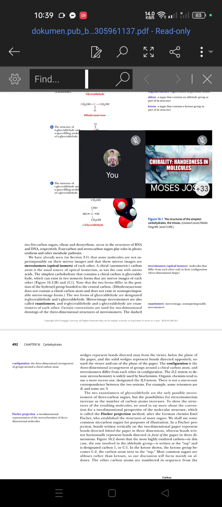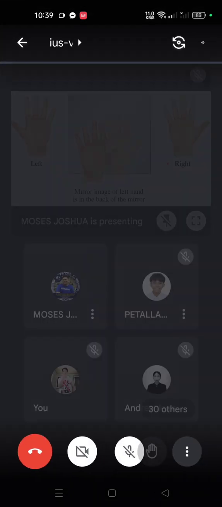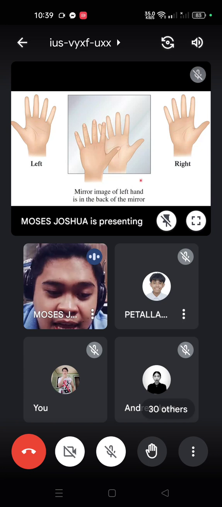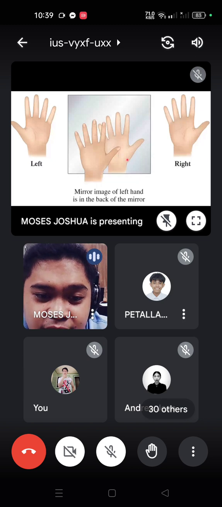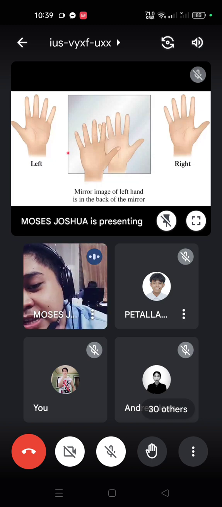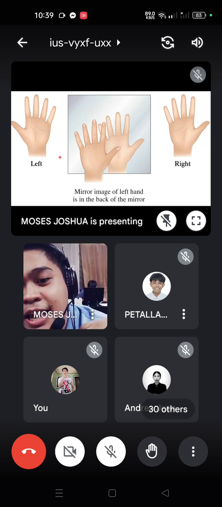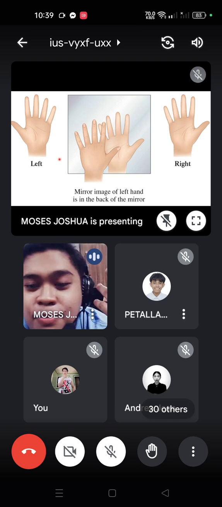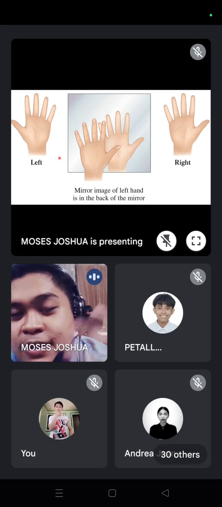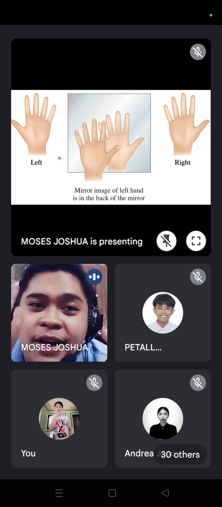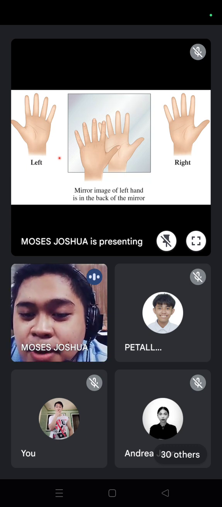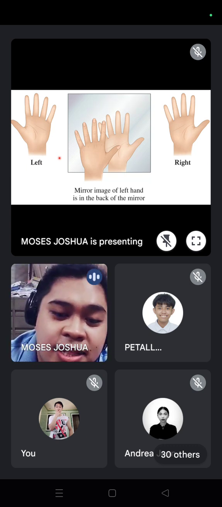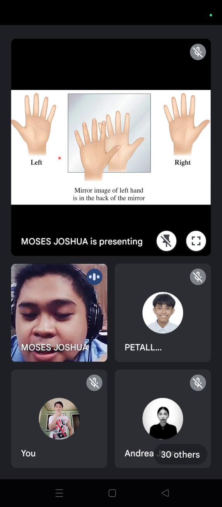Here we have a mirror image of a left hand, which is at the back of the mirror. Our left hand faces the mirror, and as you can see, there is a mirror effect. Most monosaccharides exist in two forms, the left-handed and the right-handed form. These two forms are related to each other in the same way your left and right hands are related; the relationship is that of mirror images.